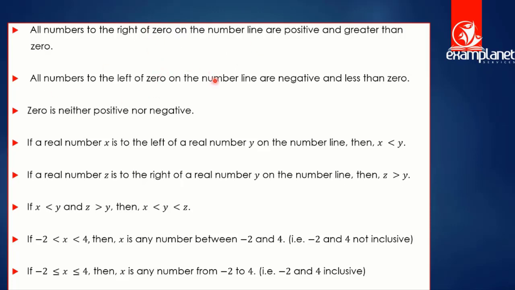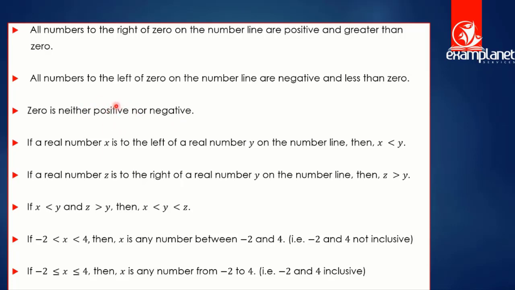All numbers to the left of 0 on the number line are negative and less than 0. Any number to the left is negative: minus 0.1, minus 0.5, minus 2, minus 5, minus 1 million, minus 10 trillion. All these numbers are negative and they are less than 0. Now 0 is neither positive nor negative. It is not a positive number, and it is not a negative number, so it is called a neutral number.